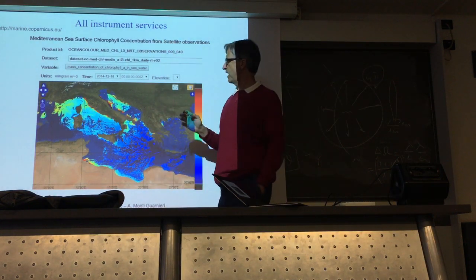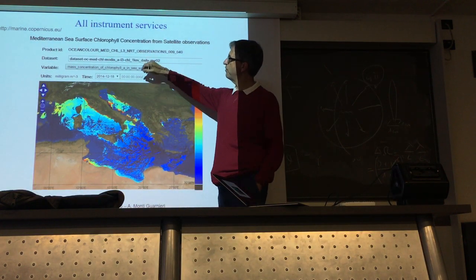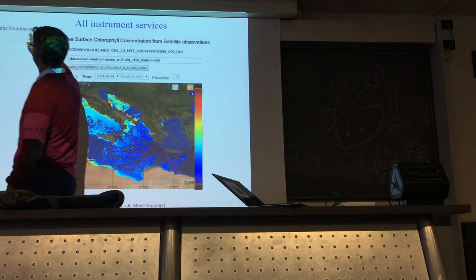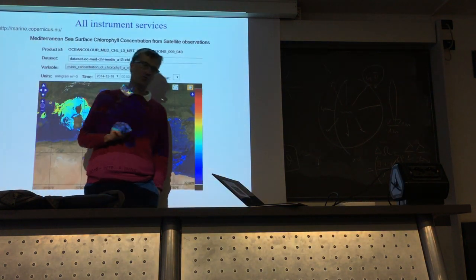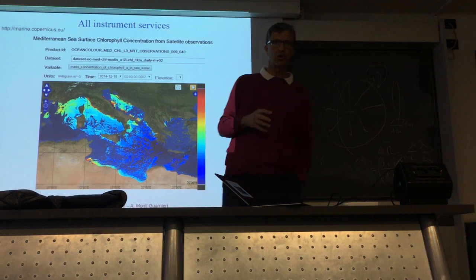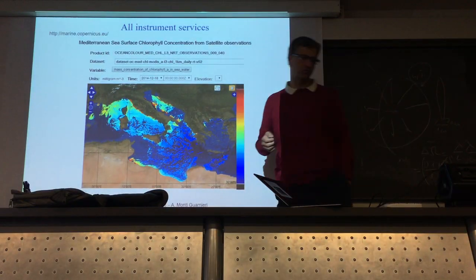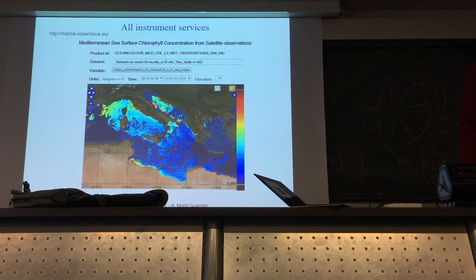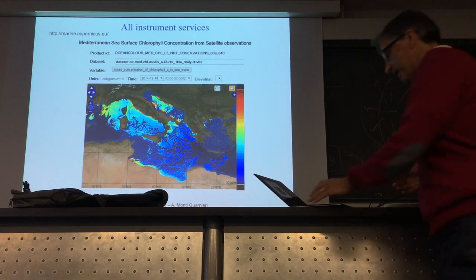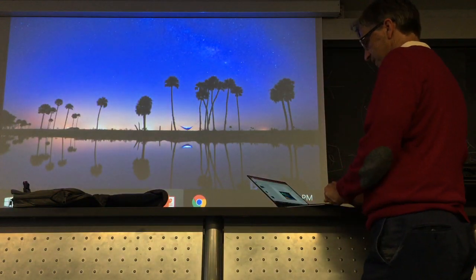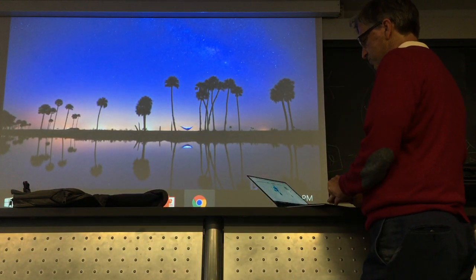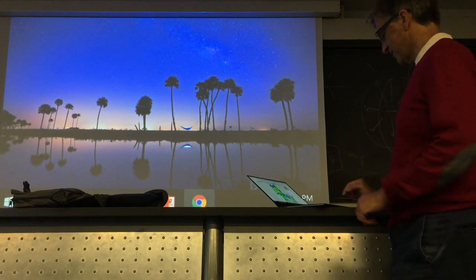Because this satellite, this is a service that is marine.copernicus.eu. So I suggest you go and log on to marine.copernicus.eu. You can do an experiment just to show you how powerful the Copernicus system is. So this is a radar.